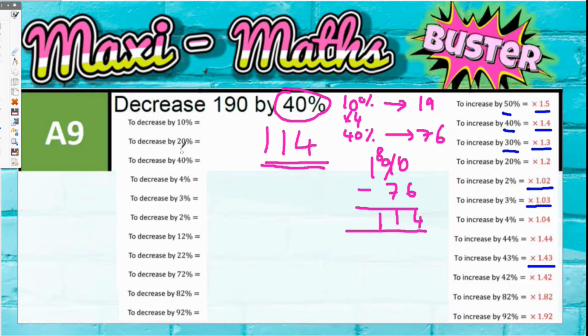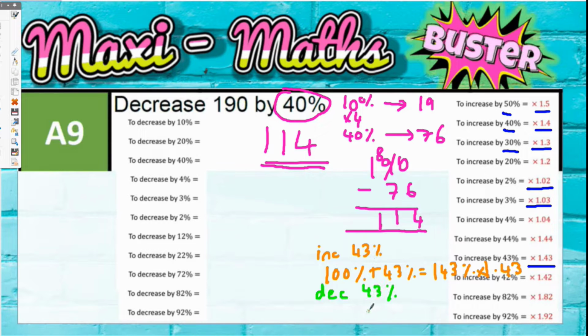Now, the reason why this works, the reason where the multiplier comes from, the decimal, so let's take a 43% increase, for example. If you're increasing by 43%, then you're starting with all of your original number, which is 100%. You're adding 43% on, which leaves you with 143% of what you started with. And 143% as a decimal is 1.43. And that's where the multiplier comes from.